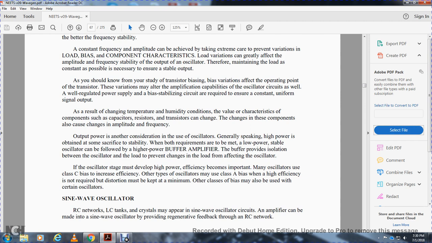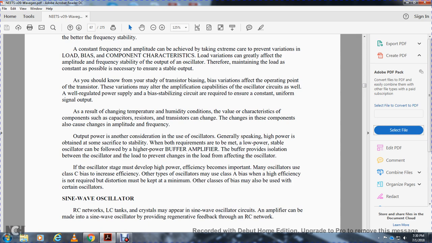Output power is another consideration. Generally speaking, high power is obtained at the sacrifice of stability. When both requirements must be met, a low power stable oscillator can be followed by a high power buffer amplifier. The buffer provides isolation between the oscillator and the load to prevent changes in the load from affecting the oscillator. If the oscillator stage must develop high power, efficiency becomes more important.